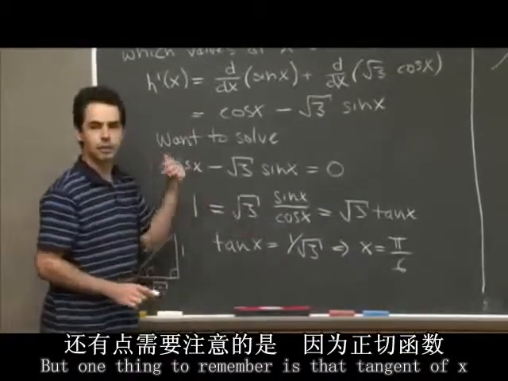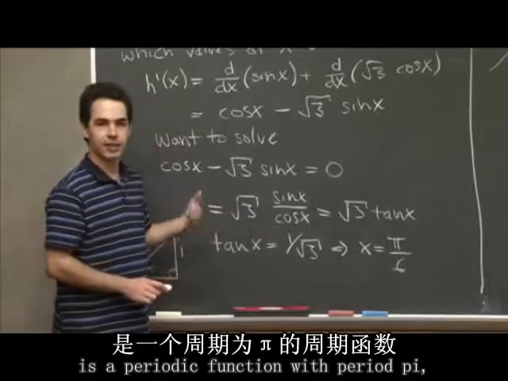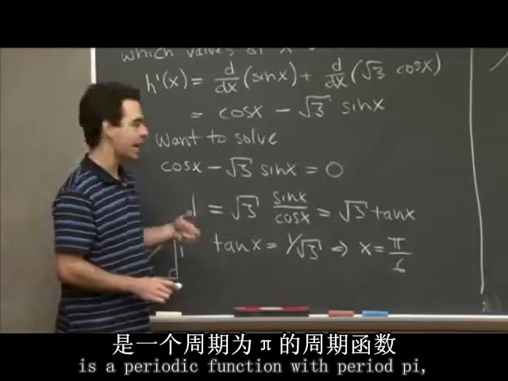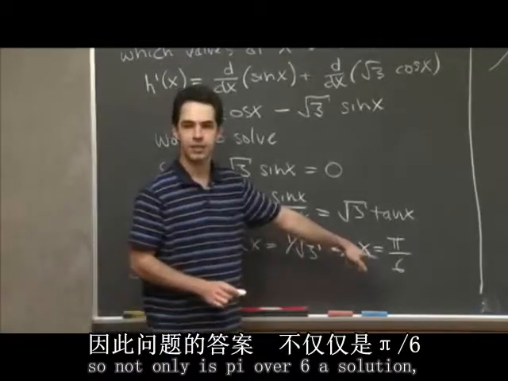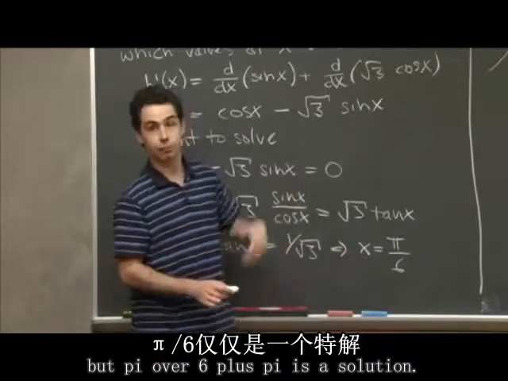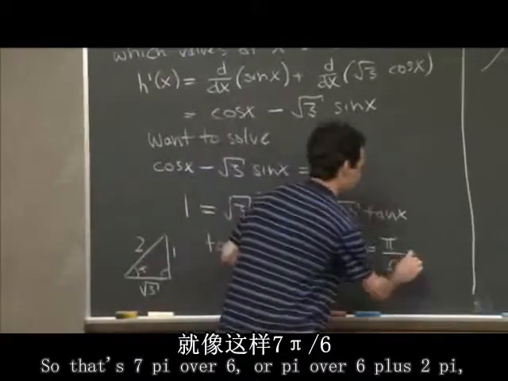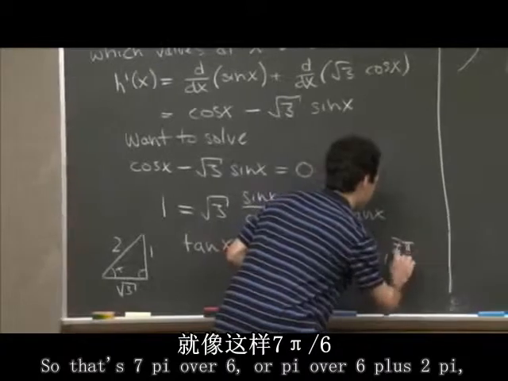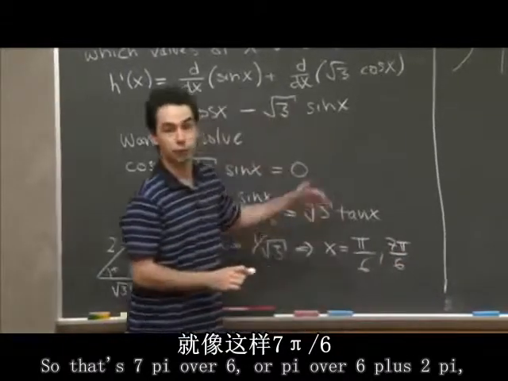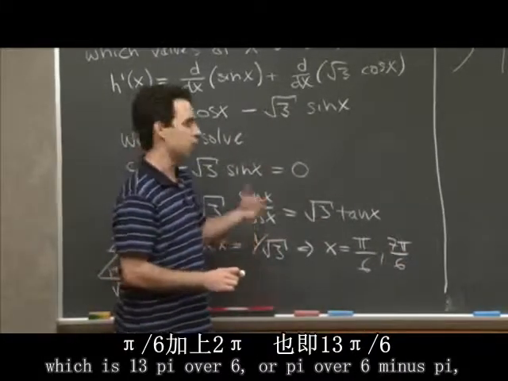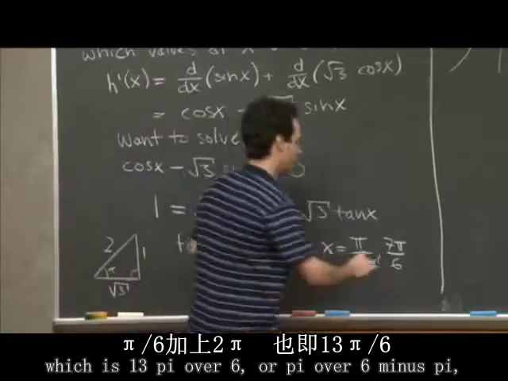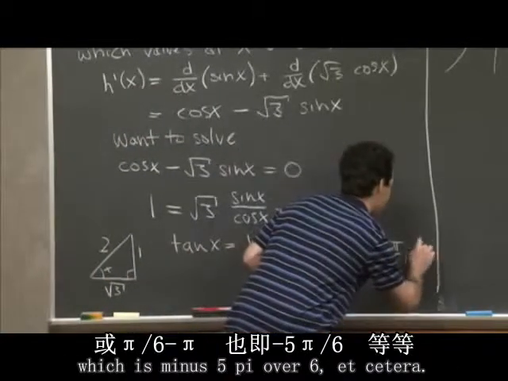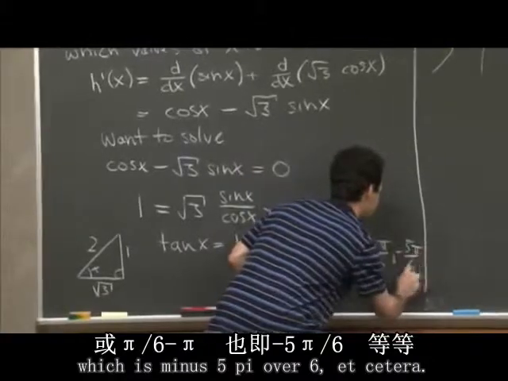But one thing to remember is that tangent of x is a periodic function with period pi. So not only is pi over 6 a solution, but pi over 6 plus pi is a solution. So that's 7 pi over 6. Or pi over 6 plus 2 pi, which is 13 pi over 6, or pi over 6 minus pi, which is minus 5 pi over 6, etc.